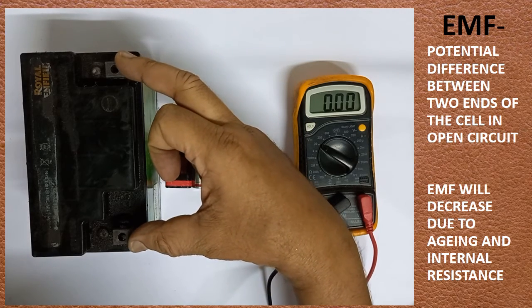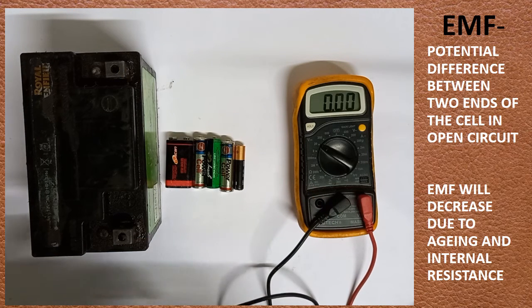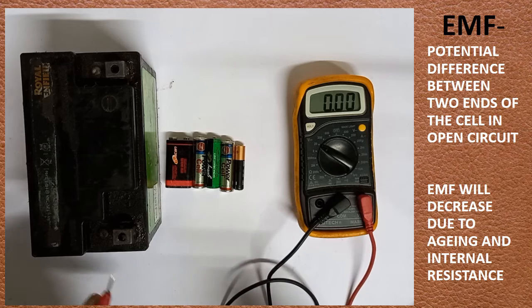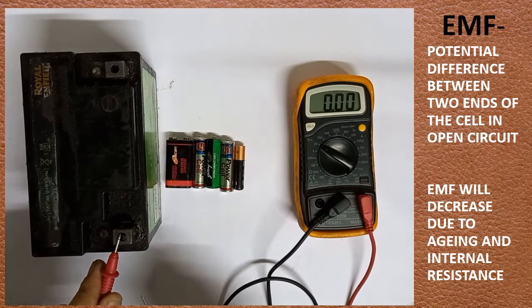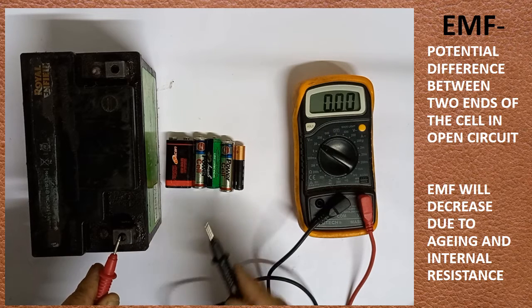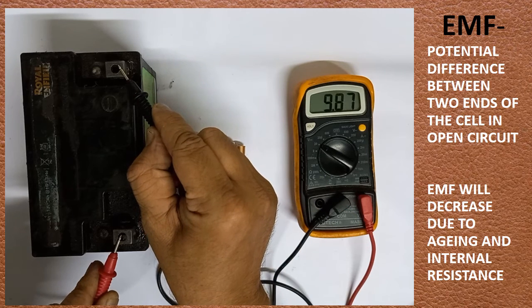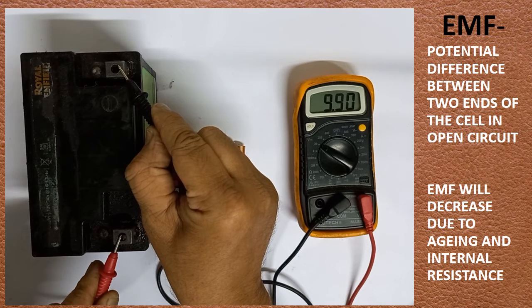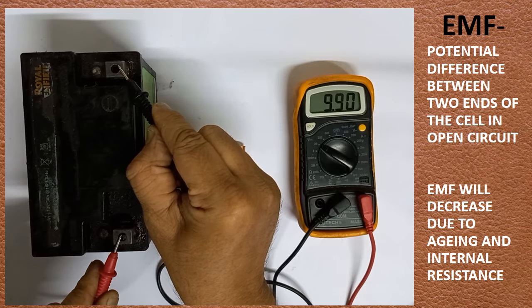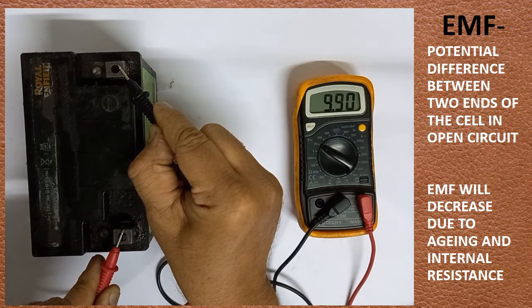So the potential difference across the two ends, which I am going to measure, is nothing but EMF. Now we will measure the EMF of this cell. The red probe must be kept on the positive terminal and the black on the negative. Just measure what the EMF of the cell is. 9.9 volt. 9.9 volt is the present EMF of the cell. It shows that the cell is already used and has become very weak.